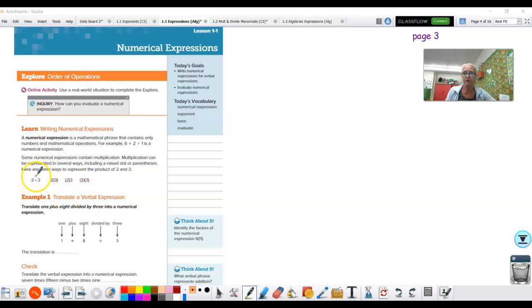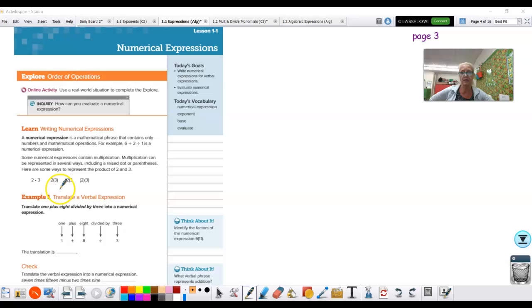You can show it with the little multiplication dot. You can use parentheses on one or both numbers. We used to use an X to indicate multiplication, but now that we're in algebra, X is more commonly a variable. So we're not going to be using X as much anymore.